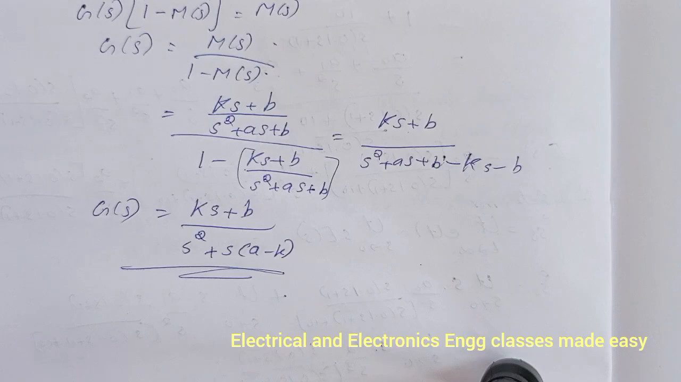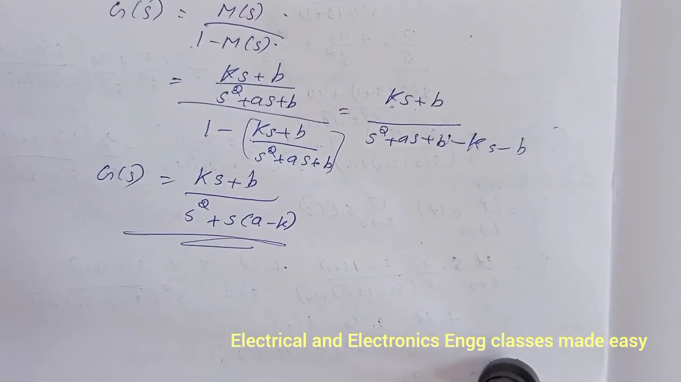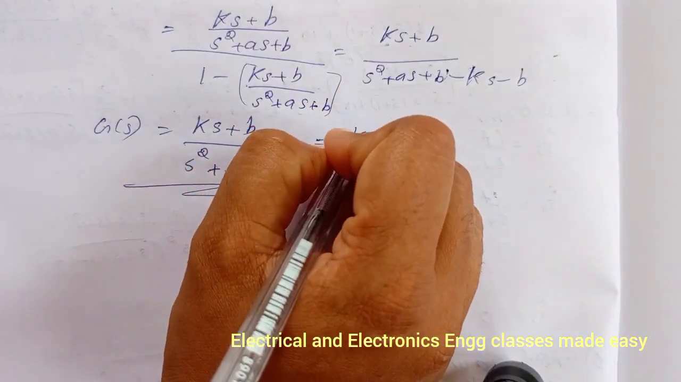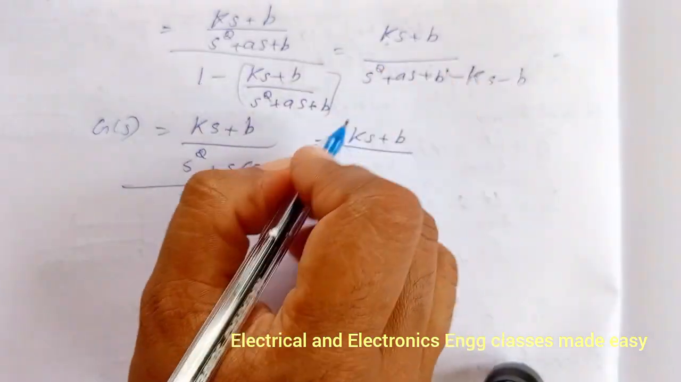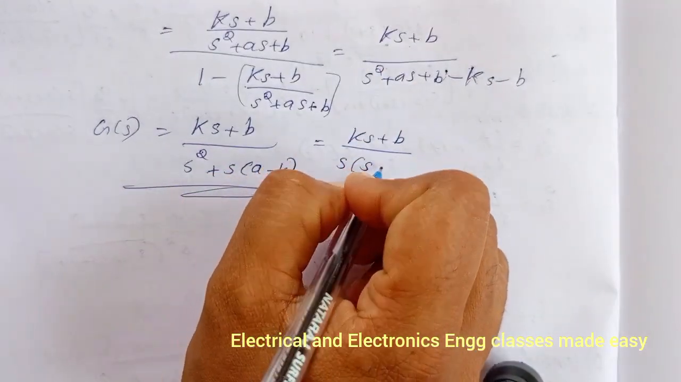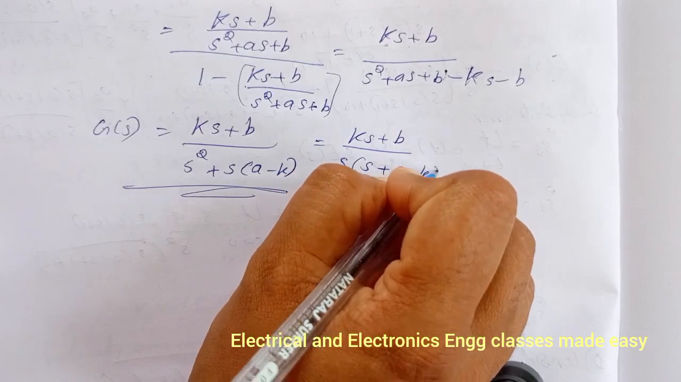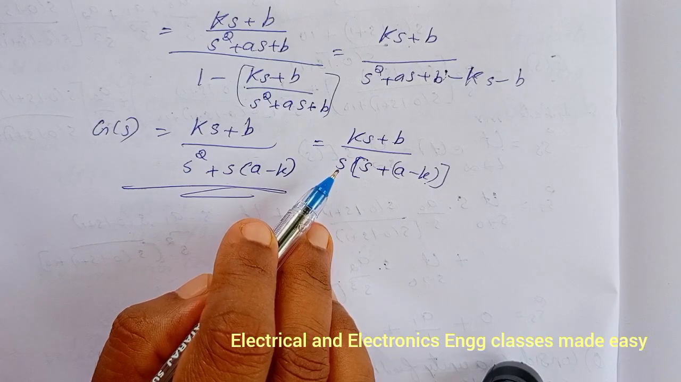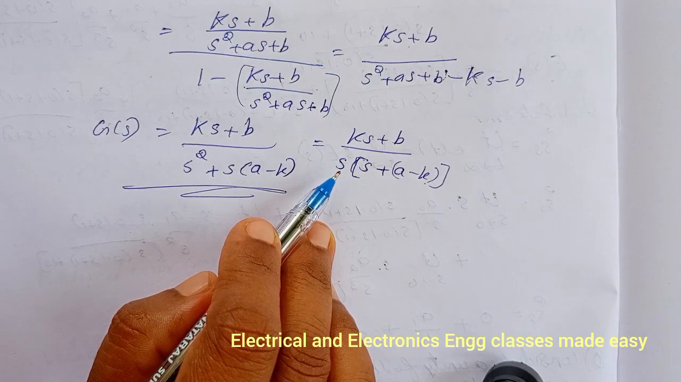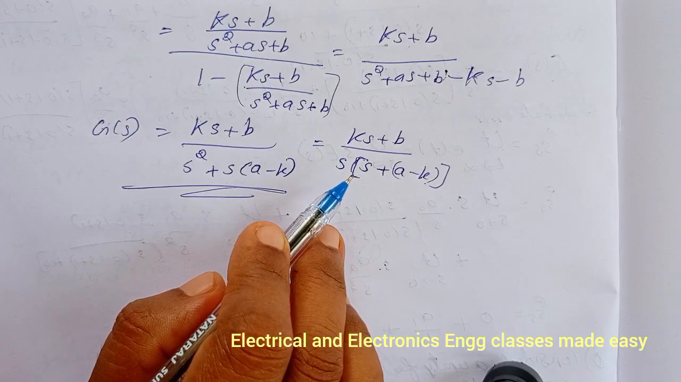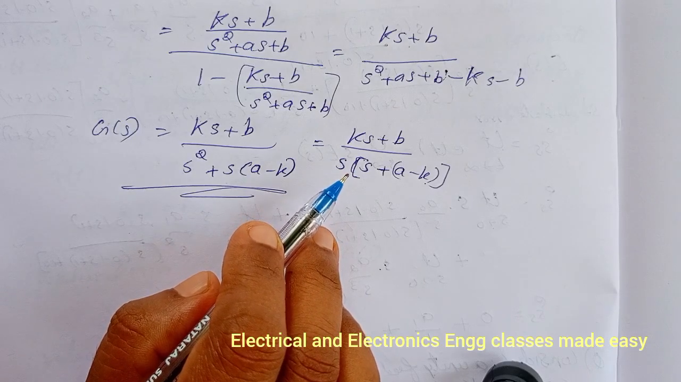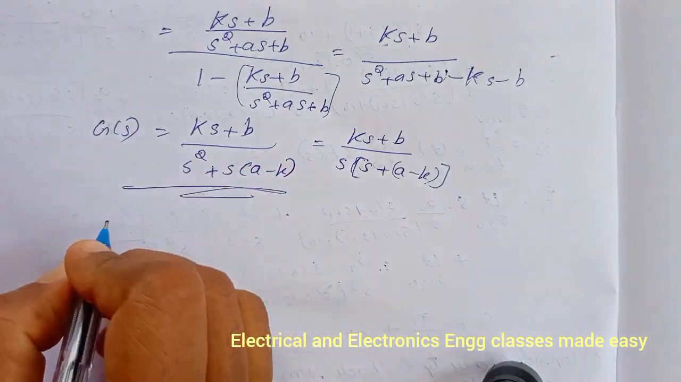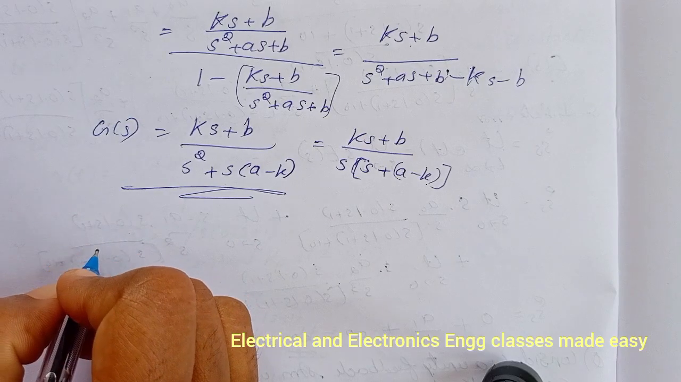Now we have to find the steady state error, and here we can write Ks plus B divided by S into S plus A minus K. So this is a type 1 system. So for a type 1 system, the steady state error will be constant when unit ramp input is given, and for that we have to find the static error constant.